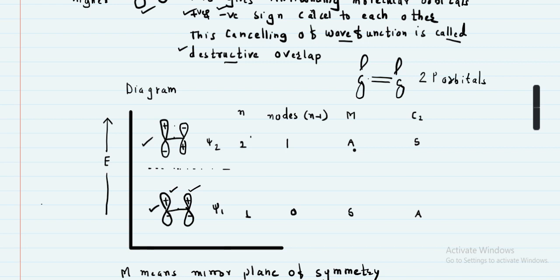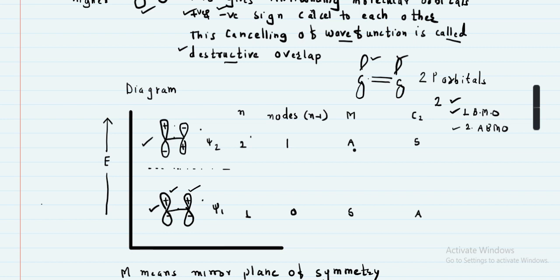In such cases, two molecular orbitals are possible. First is the bonding molecular orbital, that is BMO, and second one is the anti-bonding molecular orbital. Two p orbitals give two orbitals. First and the second orbital combination: first is the bonding molecular orbital and second one is the anti-bonding molecular orbital.